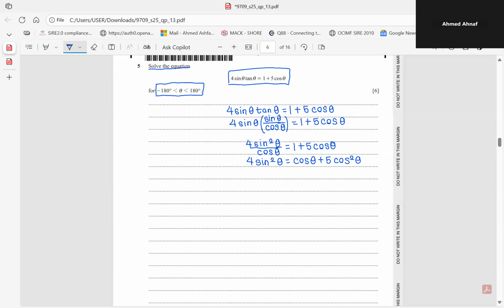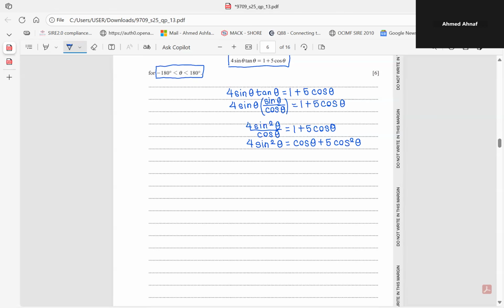Now we're going to have to express sine squared theta in terms of cosine theta, since we have just cosine theta only. If we express cosine theta in terms of sine squared theta, this equation wouldn't work out. So we're going to use cosine squared theta plus sine squared theta equals 1. So this would just be 1 minus cosine squared theta equals 5 cosine squared plus cosine theta.